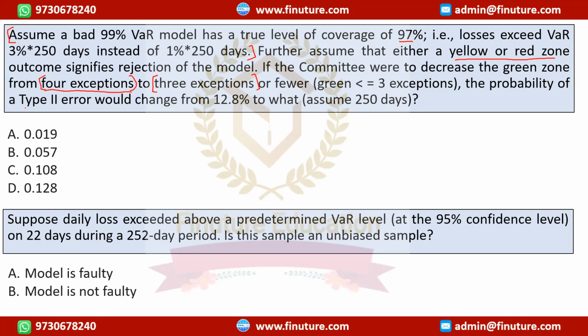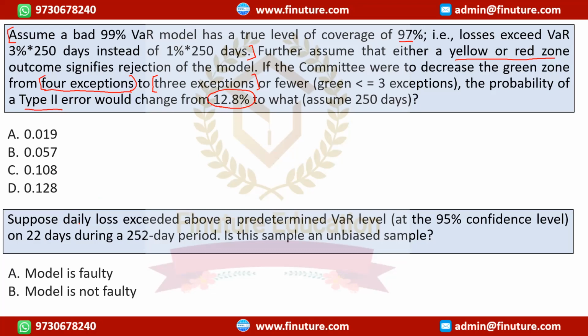What is the probability of type 2 error? Would it change from 12% to what? Currently, if there are 4 exceptions, the chance of type 2 error is 12.8%. We will see where these numbers are coming from. So in a single question, a lot of understanding would be tested: what is type 2 error, hypothesis testing, and your understanding of value at risk and backtesting VaR. A lot of stuff would be covered in a single question. So these are the options. Of course, we will see what the final result of this is.